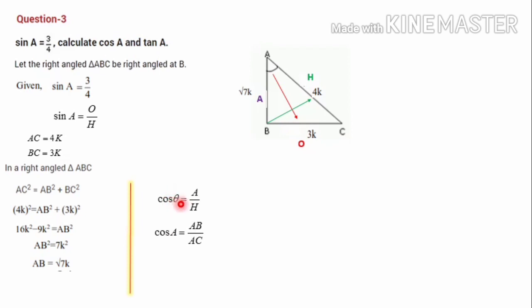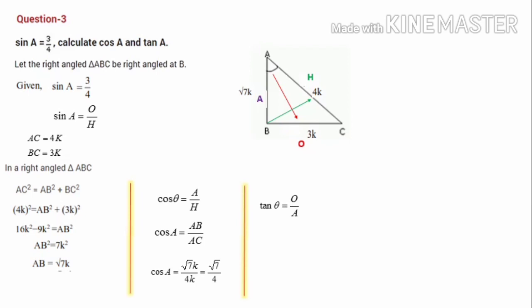So instead of theta, we put A. Cos A is equal to A by H. A is here AB, that is mentioned here, and H is here AC, that is also marked. Substitute it: cos A is equal to AB, root 7k, and AC is 4k. So root 7k by 4k, and k cancelled. Finally root 7 by 4 is the value of cos A.